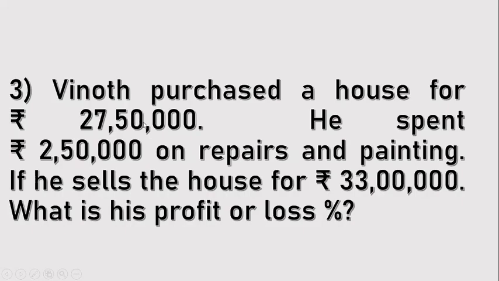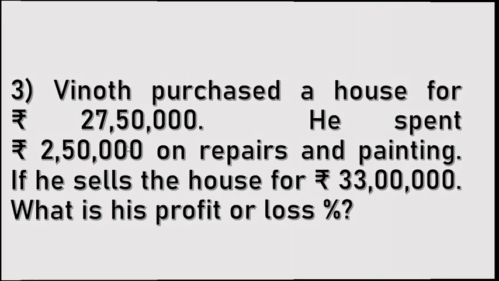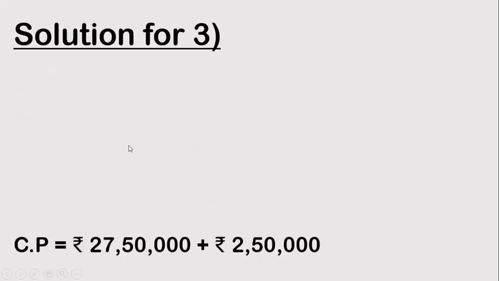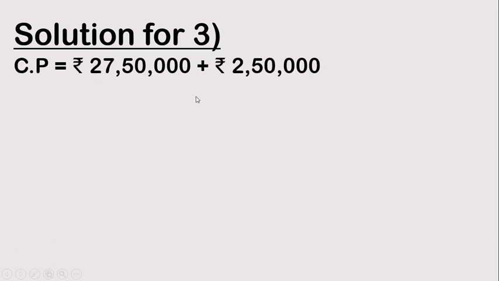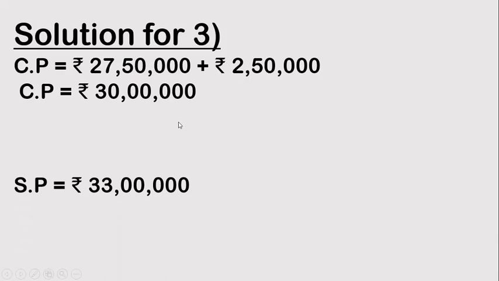So our final cost price is 30 lakhs. 27 lakhs 50,000 plus 2 lakhs 50,000, which is equal to 30 lakhs. So our CP is 30 lakhs. Here he sells the house for 33 lakhs. So SP is 33 lakhs.